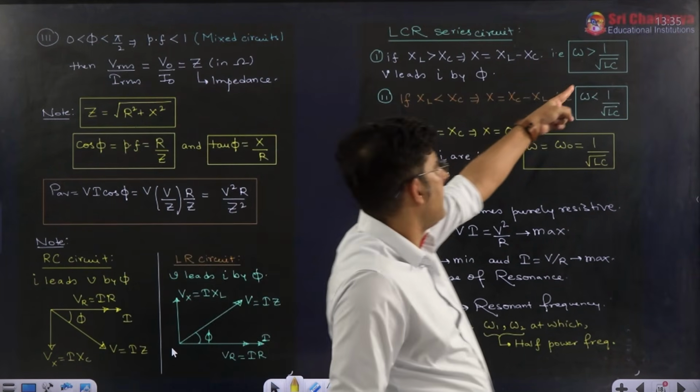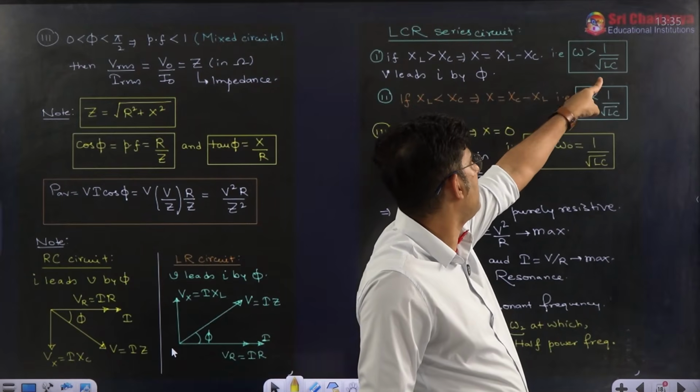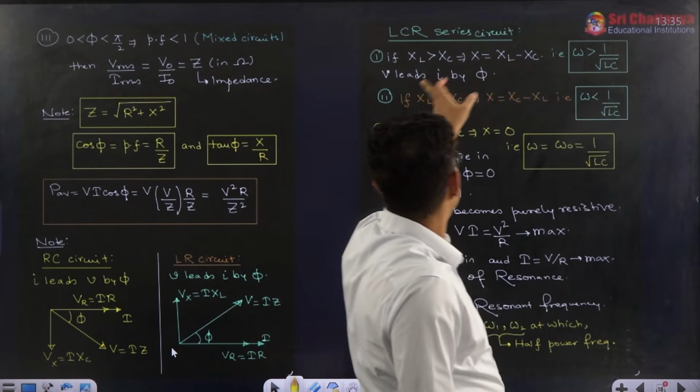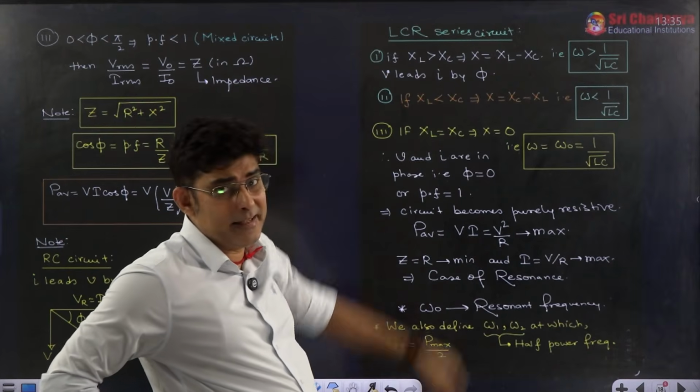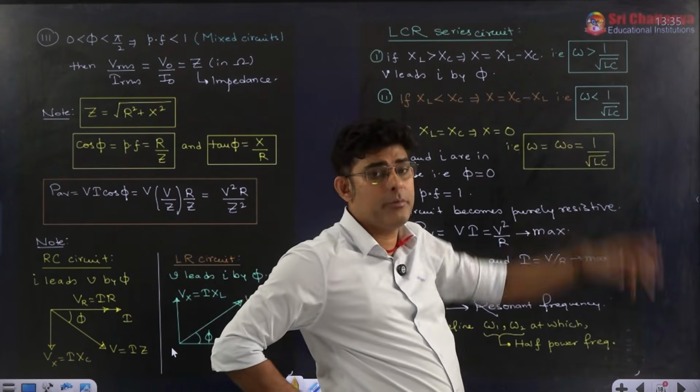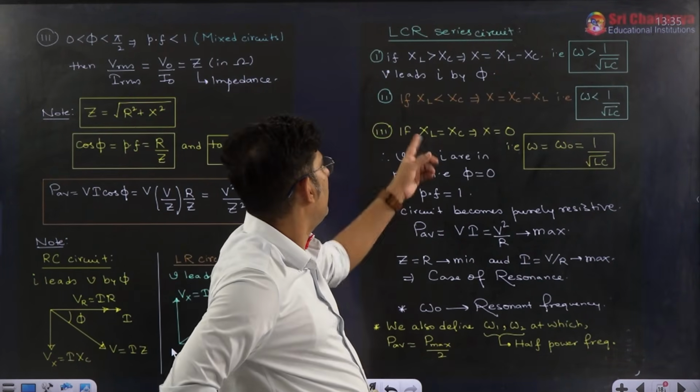Just find 1 by root LC. So if omega is more than 1 by root LC, XL will be more than XC, and voltage will lead current by phi. Next, if XL is less than XC, that is, if omega is less than 1 by root LC, what will happen?